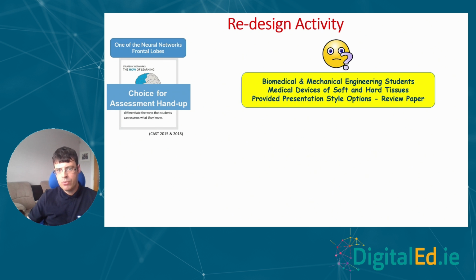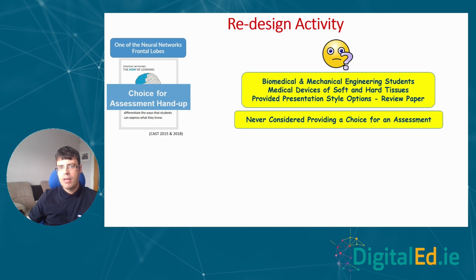So how did I do this? I teach fourth year biomedical and mechanical engineering students. The redesign activity was for the first semester module, which was Medical Device for Soft Tissues. I also did a similar choice for assessment for Medical Device for Hard Tissues in the second semester.